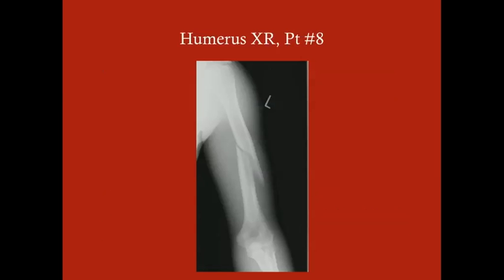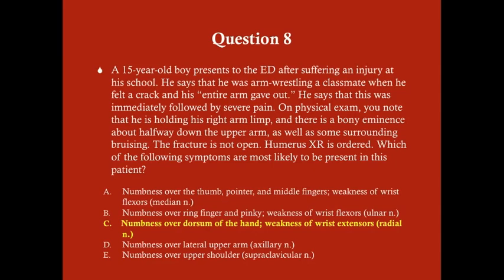So what we have here in this injury is a humeral shaft fracture. We actually have a spiral fracture, and that's probably due to the fact that because he was arm wrestling, he was putting torsion force on his upper arm. But regardless of what kind of injury it is, it's an injury to the shaft of the humerus.